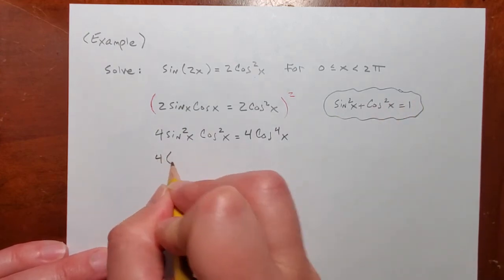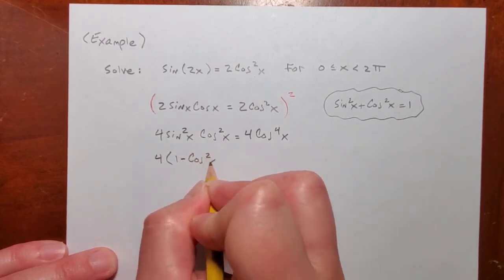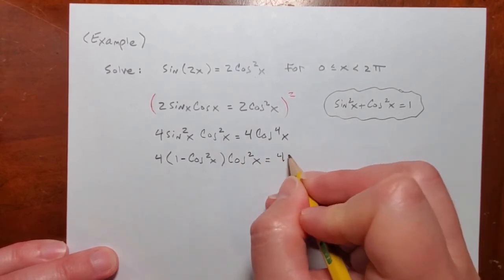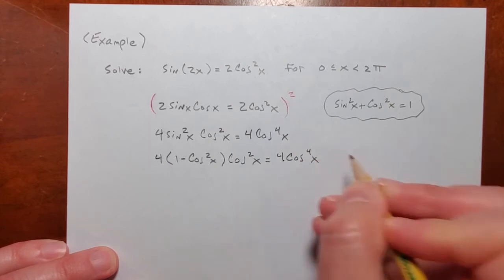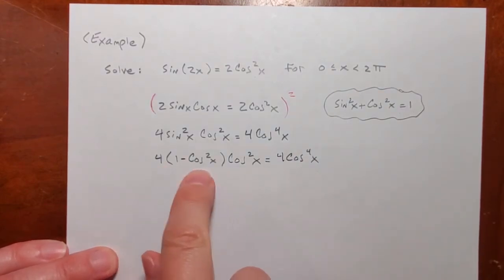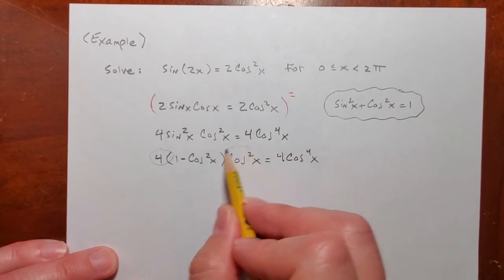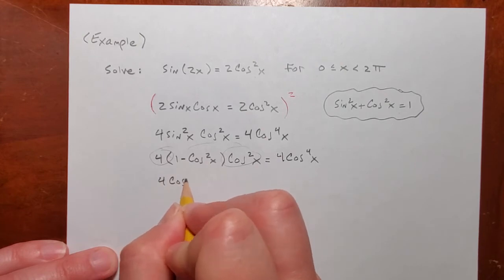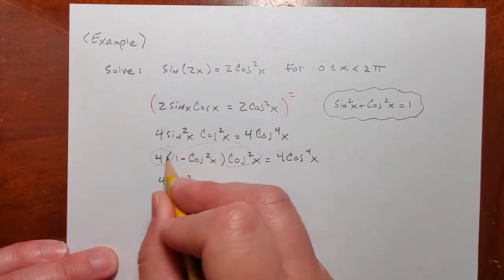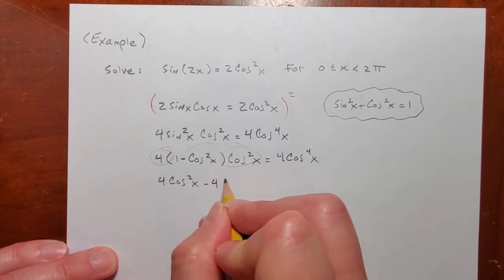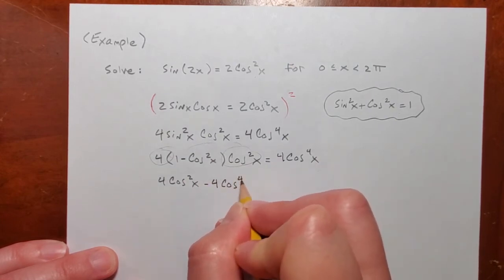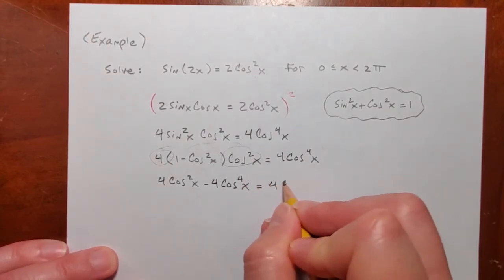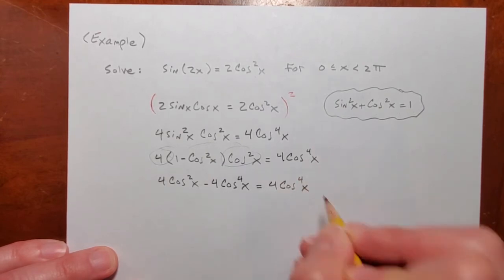So let's see, 4 times 1 minus cosine squared, cosine squared, 4 cosine to the 4th power. Now everything is in terms of cosine. Suppose I multiply all this together. Say I distribute 4 cosine squared onto the 1 minus cosine squared. I'll get 4 cosine squared. What is cosine squared times cosine squared? Cosine to the 4th power. And then over here I'll get 4 cosine to the 4th power.